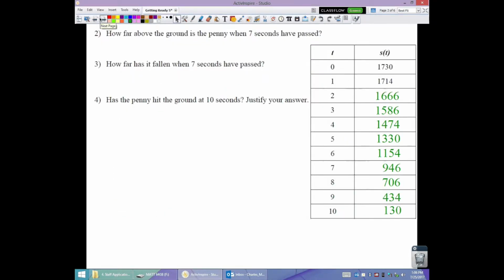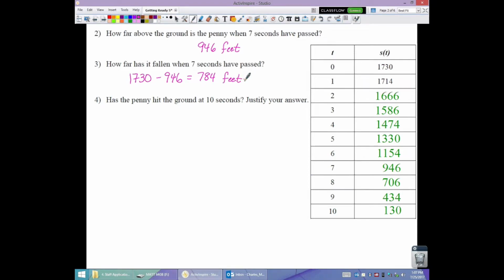All right, so how far above the ground is the penny when 7 seconds have passed? So we just go to our table and look. After 7 seconds, it's 946 feet. How far has it fallen when 7 seconds have passed? Well, we dropped it from 1,730 feet. It's now at 946. So it traveled 730 and 54 is 784 feet.